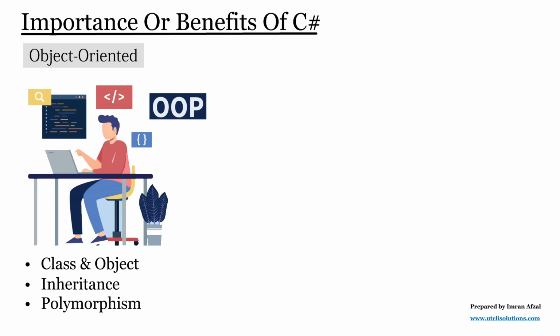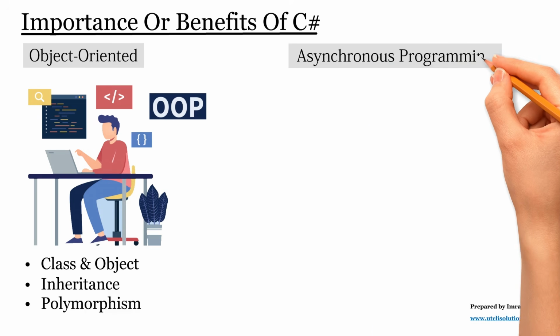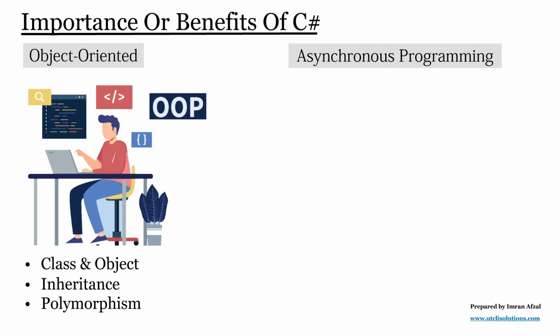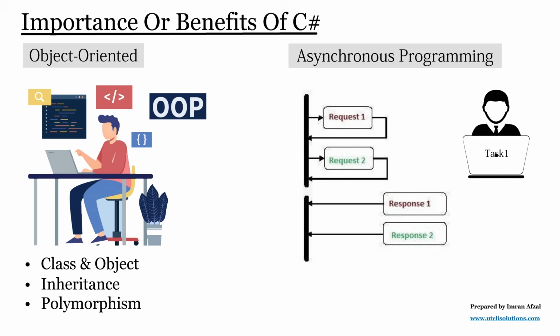All right, moving on to the next one, which is support for asynchronous programming. C Sharp makes it easy to handle tasks that run asynchronously, meaning performing tasks independently of the main program flow, allowing other operations to continue while waiting for a response or completion of the asynchronous tasks.